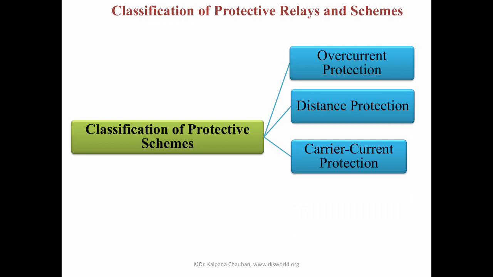Next type of protective scheme classification is carrier current protection. This scheme is used for the protection of EHV, extra high voltage or ultra high voltage lines, generally for 132 kV and above. A carrier signal in the range of 50 to 500 kc per second is generated for the purpose. A transmitter and receiver are installed at each end of the transmission line to protect.